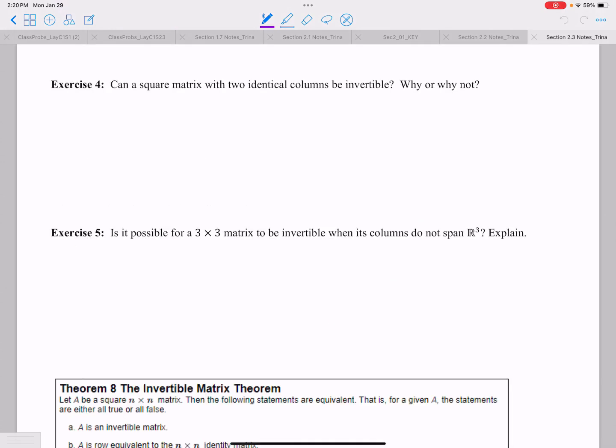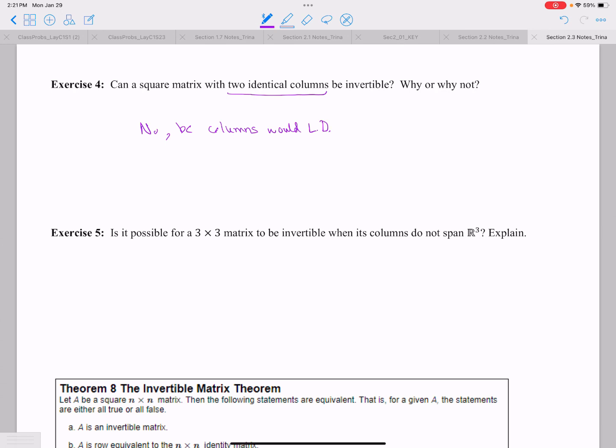Exercise 4 asks, can a square matrix with 2 identical columns be invertible? If we have 2 identical columns, that means these 2 columns are dependent. So we'll say no, because the columns would be linearly dependent.